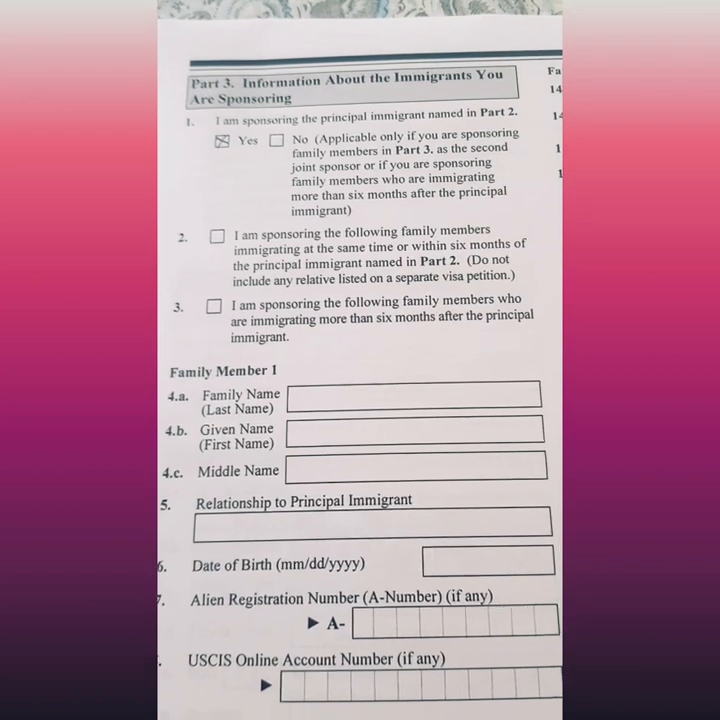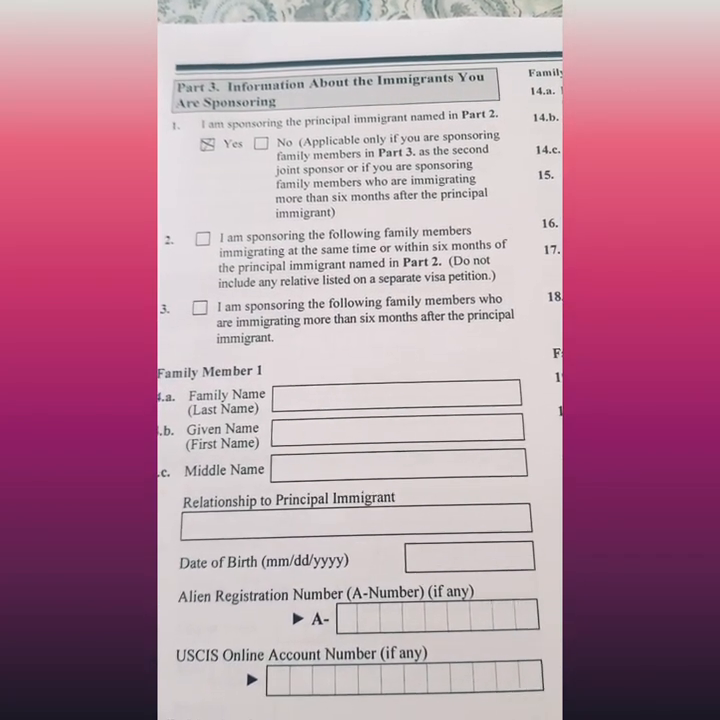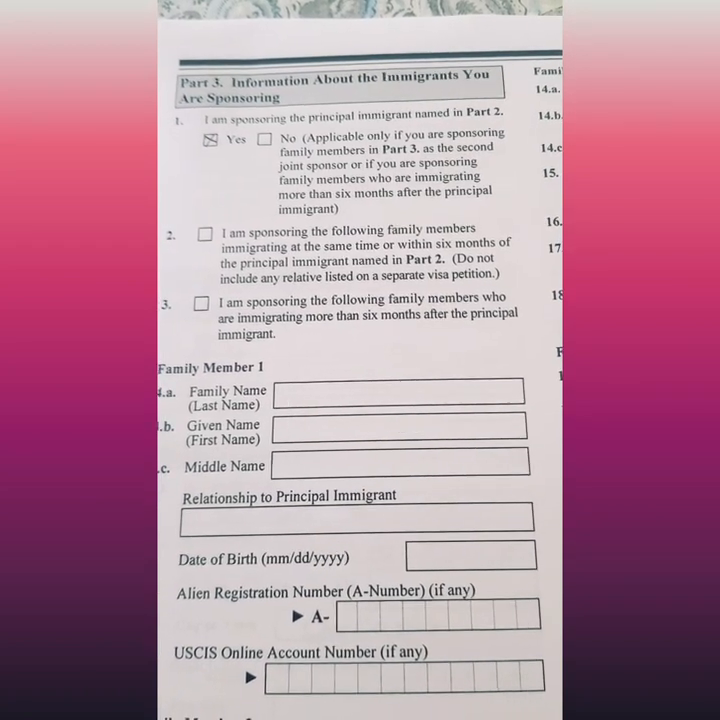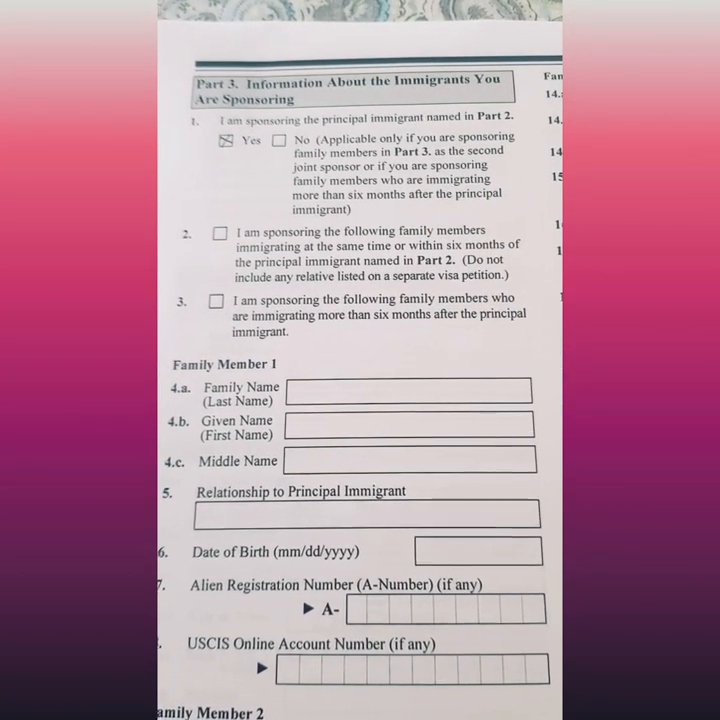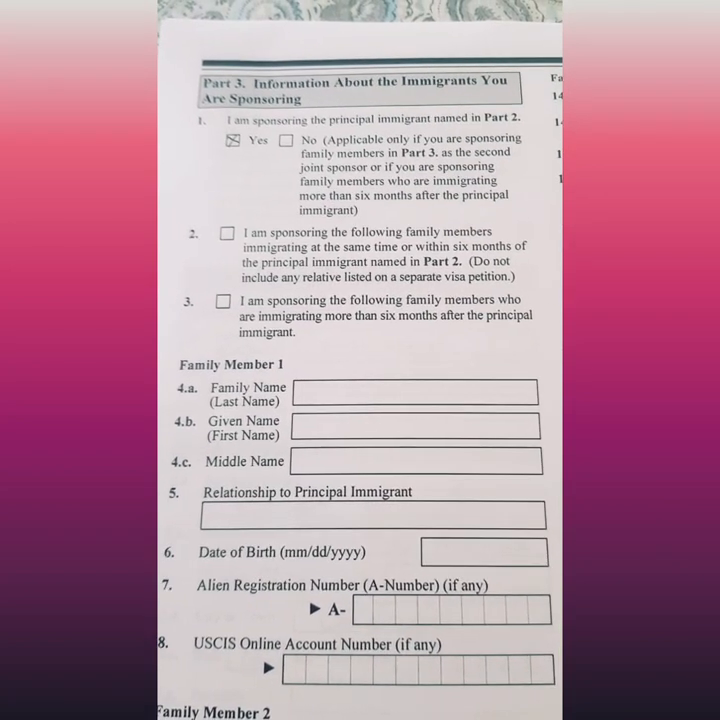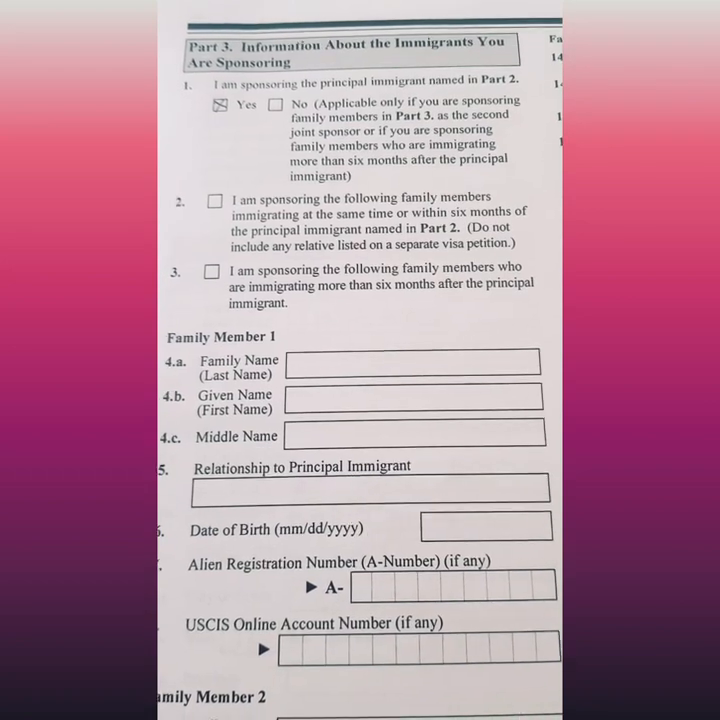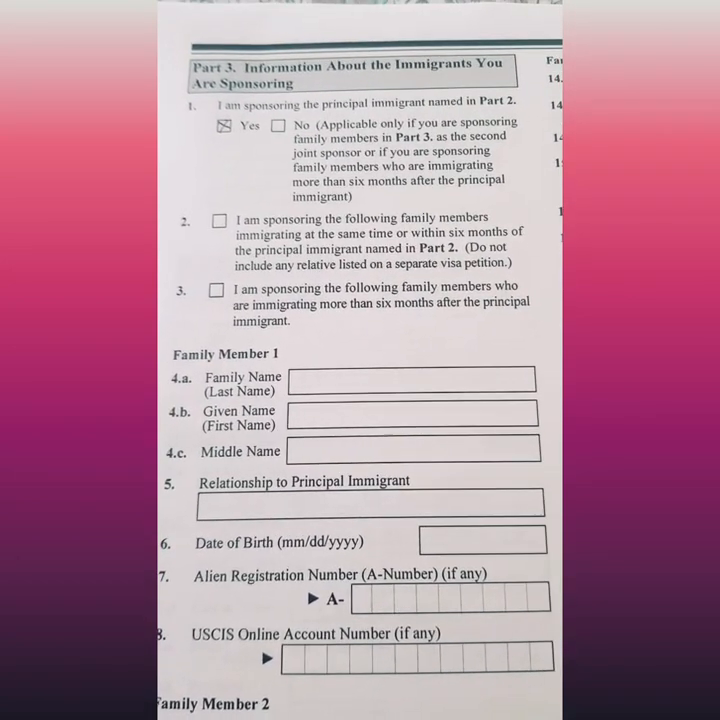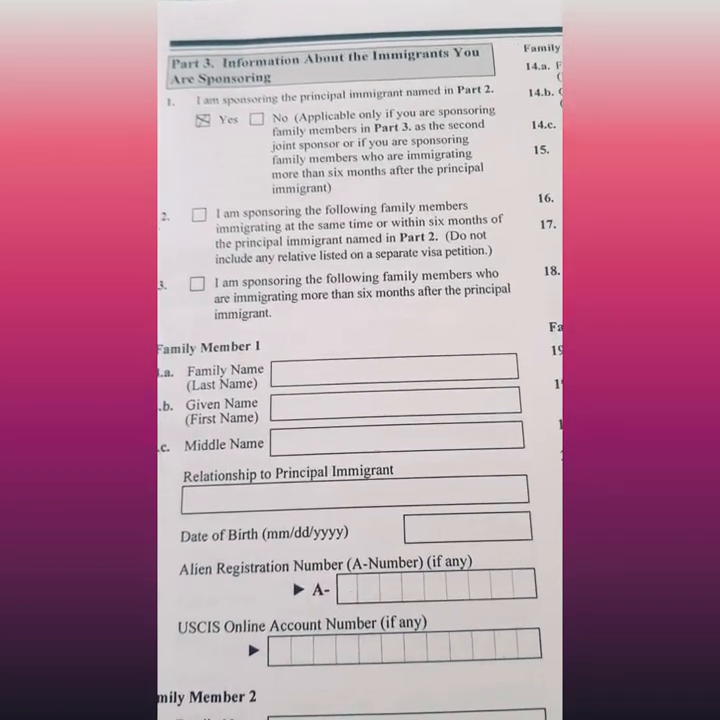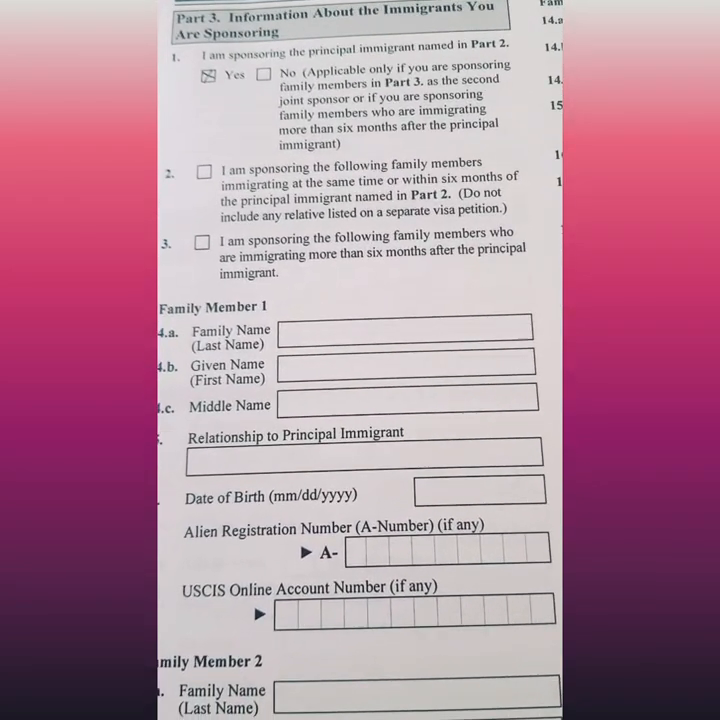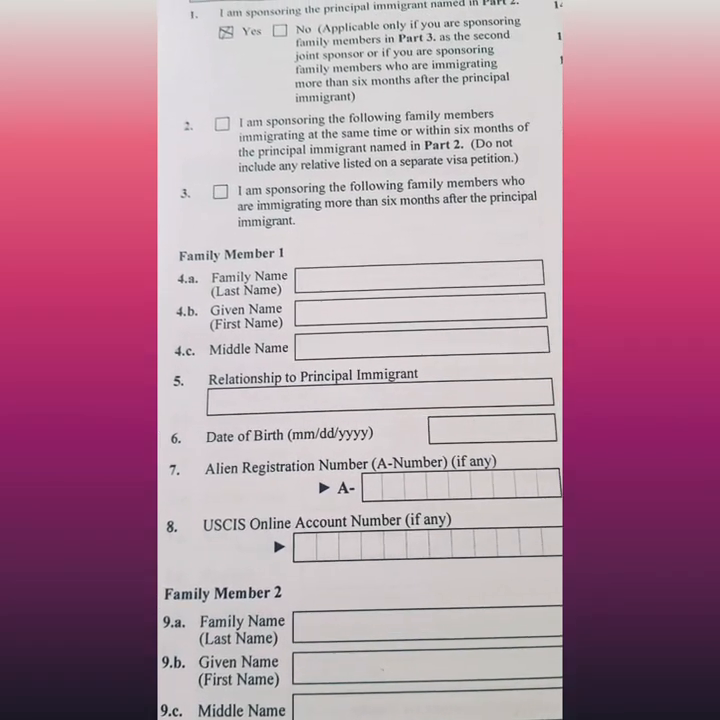So number 3 says, I am sponsoring the following family members who are immigrating more than 6 months after the principal immigrant. So if that is you, you click on number 3. So this one says family member 1. So if there is any family member migrating, you put their names on 4A.